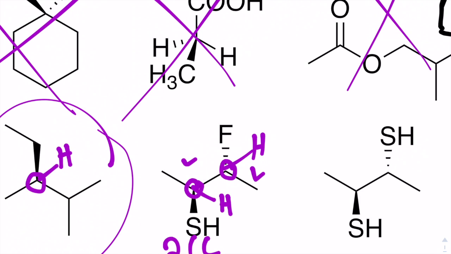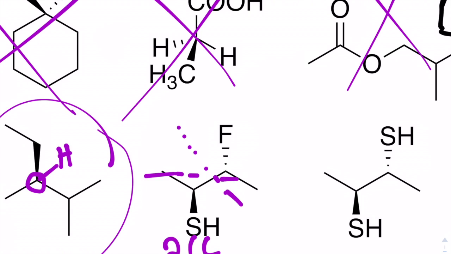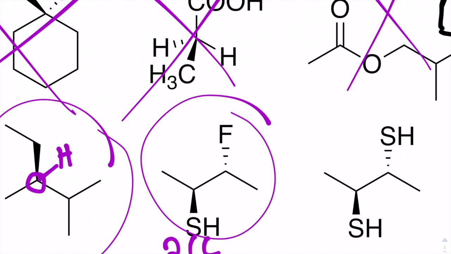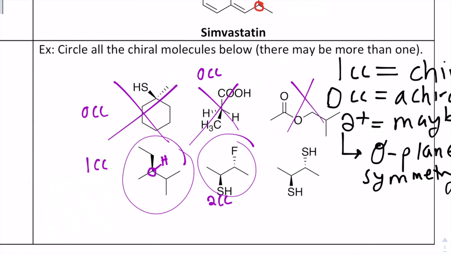So we said if we have 2 chiral centers or more, it may or may not be chiral, and we have to look for one more thing. Is there a sigma plane, or is there symmetry? So there definitely is not symmetry here because there's no line that I can draw through this to fold it in half and get the mirror image. So this is definitely no symmetry here. So we can go ahead with that assertion that this is a chiral molecule. Okay, so let's move on to the last example.